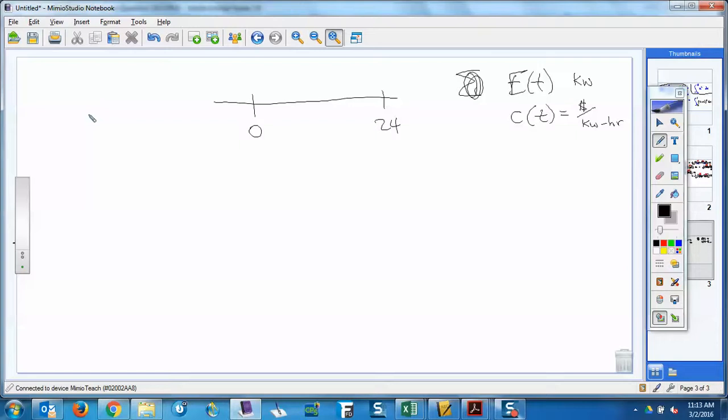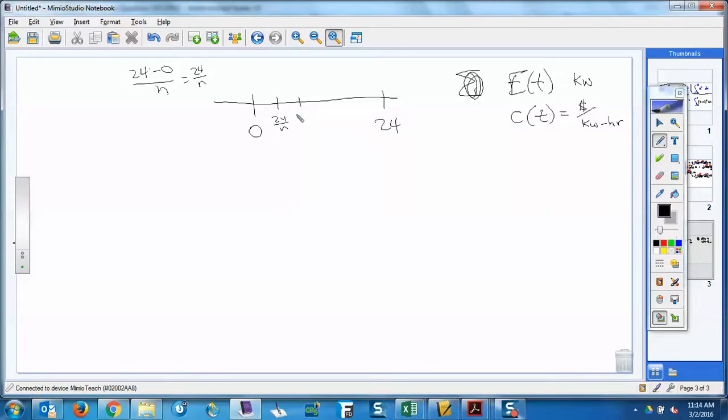Not 1 over n. 24 over n, right? Our total width is 24. We're going to divide that up into n subintervals. 24 minus 0 divided by n, which is 24 over n. So our width is going to be 24 over n. So this first one here would be 24 over n.